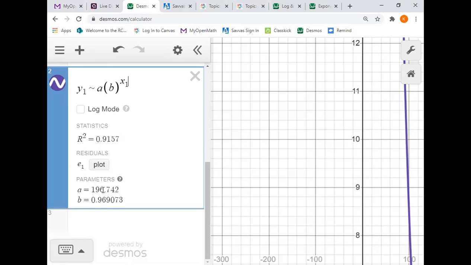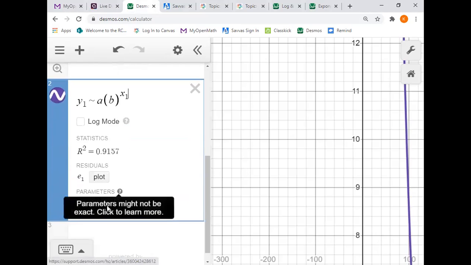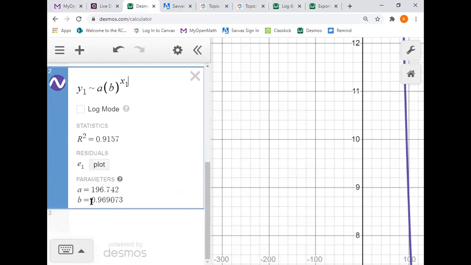And so when we do that, here's the equation that you would end up with. According to the regression, if I didn't type things wrong, 92% correlation, not so bad. I mean, could be better. 196.742 for your starting amount. Remember, ours was actually 212, but this makes all of the rest of them come out as close as possible. And then your multiplier, 0.969, is what we would have for this problem.